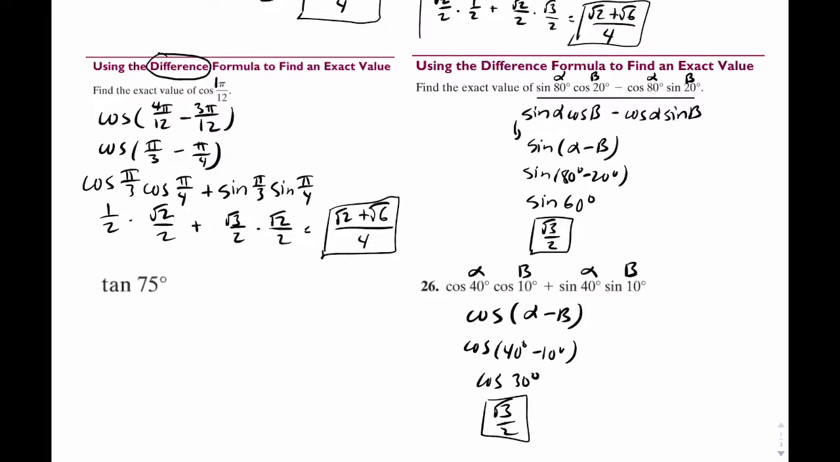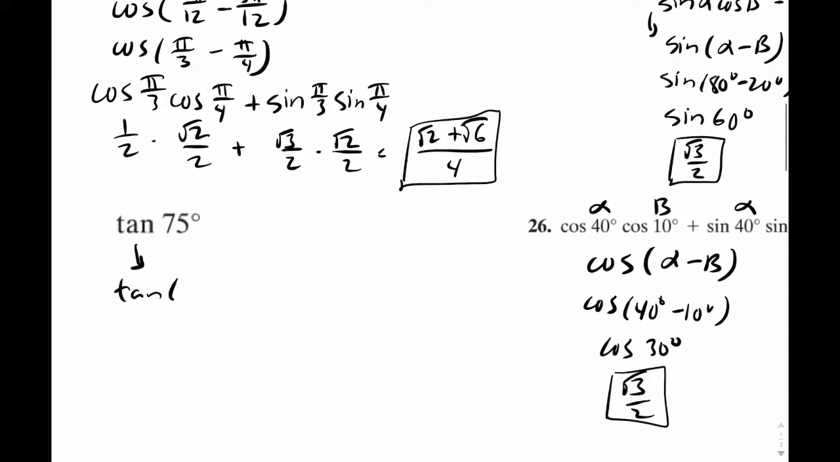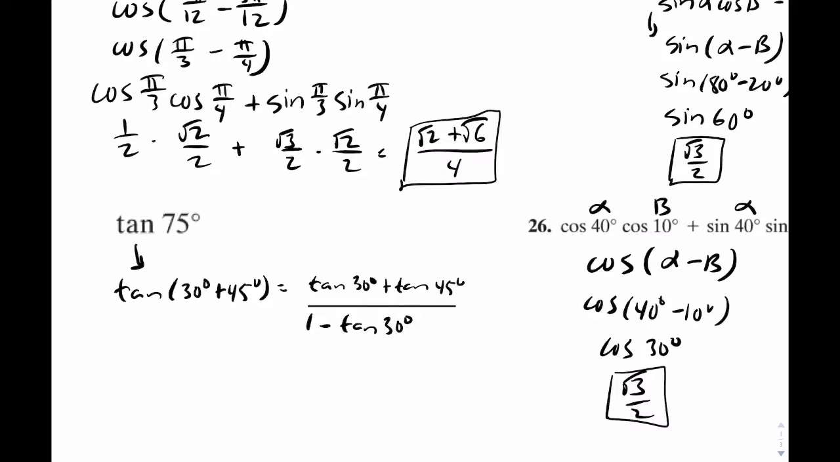We have one more example to do. This is the tan one. So 75, let's break that out. Let's make that tan of 30 and 45. Let's do the formula. Tangent of alpha plus tangent of beta, all divided by 1 minus tan alpha, tan beta. So again, that's just using the formula.